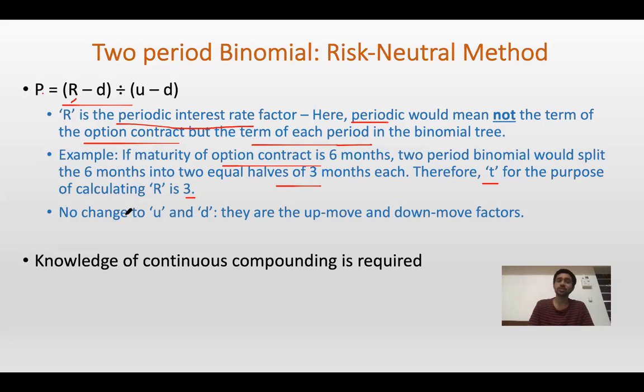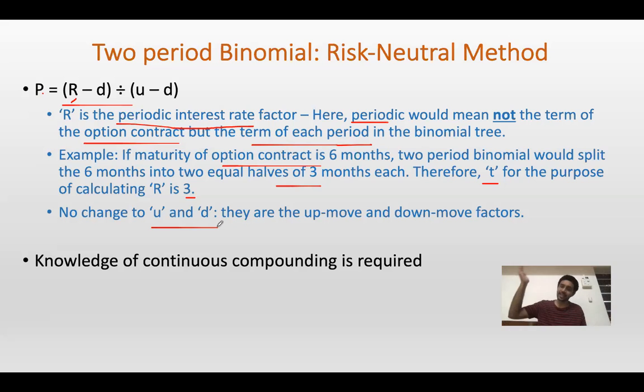There is no change to u and d. They continue to be the same up move and down move factors. But within the formula of u, if you remember, the formula of u was e power sigma root t. Over here also t is no longer 6 by 12, it becomes 3 by 12, because now we are seeing how much a share price can go up or down in a period of 3 months, not 6 months. Standing at t equal to 0, I want to see how much a share price can go up or down by the end of the 3rd month.